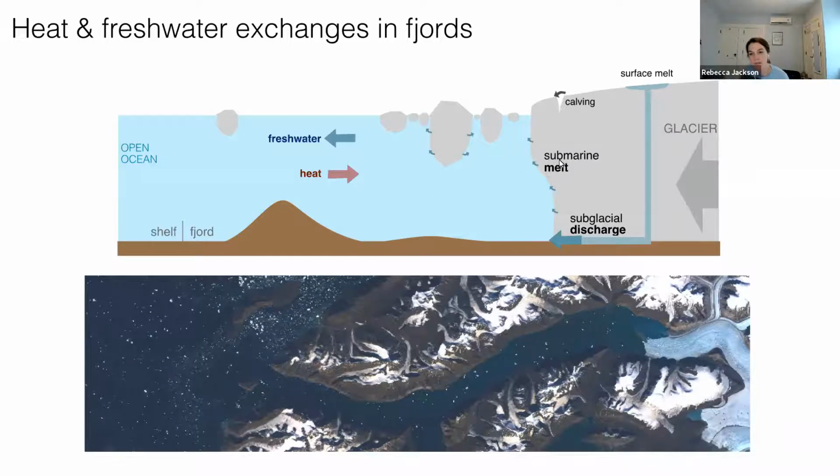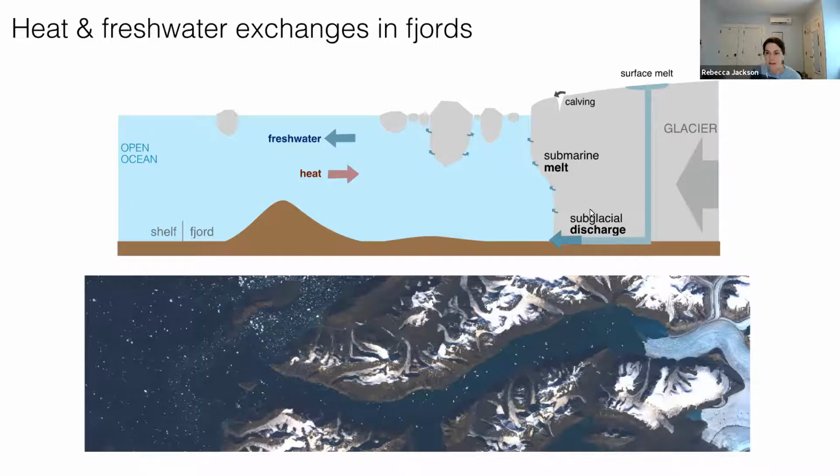So there's submarine melting, and that's from the ice melting directly into the ocean. And this is sort of the critical piece by which ocean variability might be driving changes in the glacier. And it's also somewhat of a holy grail of the field that we don't have good measurements of this, but we think it's a critical link.